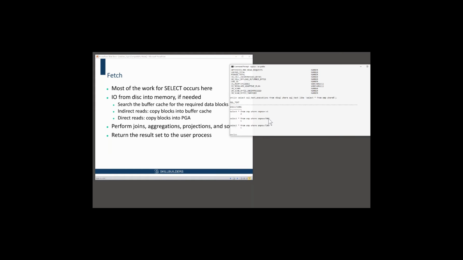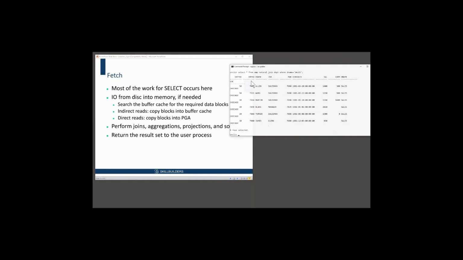There may be variations. So if I were to select star from emp natural join dept where dname equals sales, we would need to understand the processes involved as we run that. We have to identify the rows. There's a predicate. Having got the rows of the department table, we can then do the join to the relevant rows of the emp table. Aggregation, well, I haven't got an aggregation here. And projection, I'm not doing anything fancy to the columns.